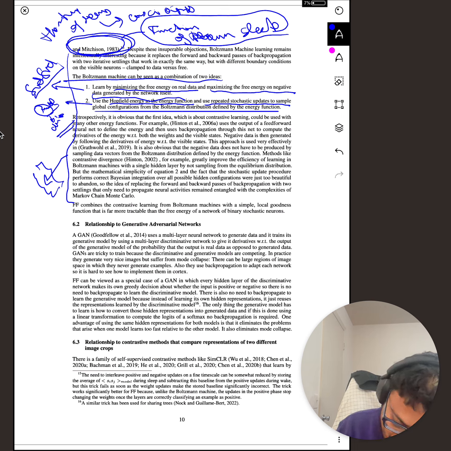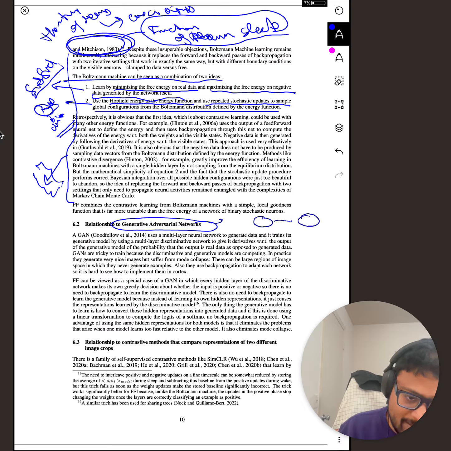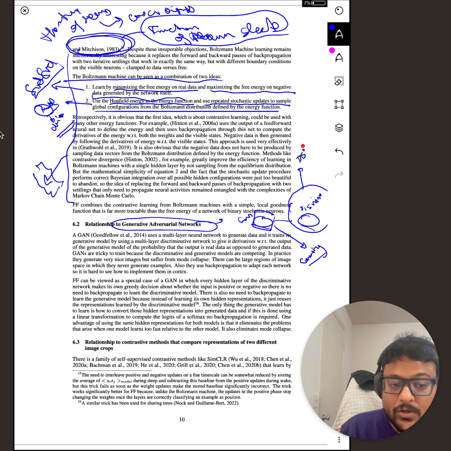Okay, now here another thing he's saying is that if you look at generative adversarial networks, they had two problems. The first problem was that they split the network into two parts. One was a generator and one was a discriminator. The generator is a separate set of neurons which is responsible for generating stuff, and the discriminator is a separate set of neurons which is responsible for discriminating whether the generated stuff is good or bad.